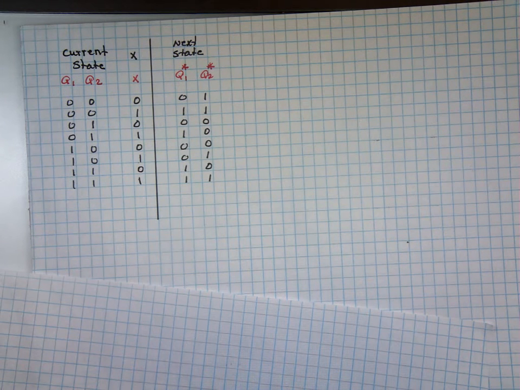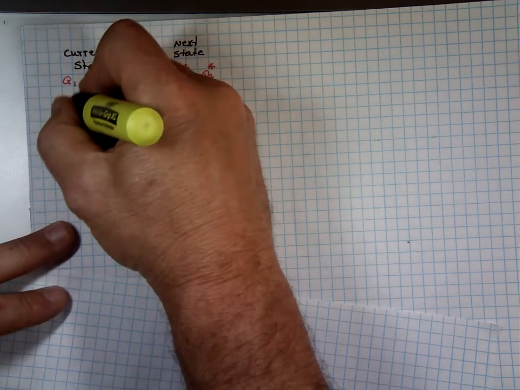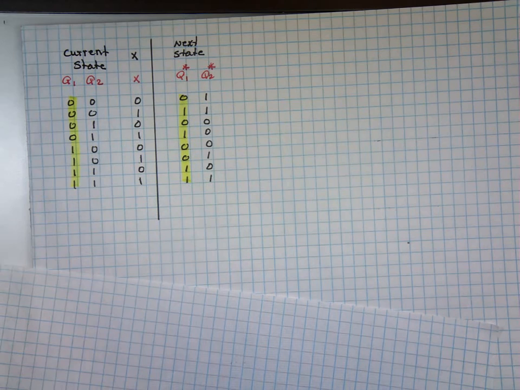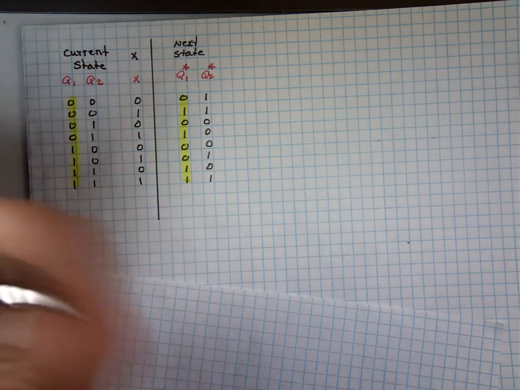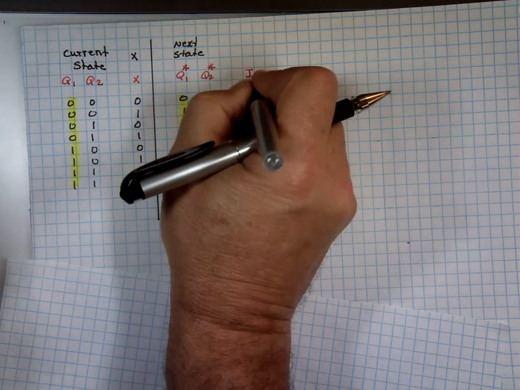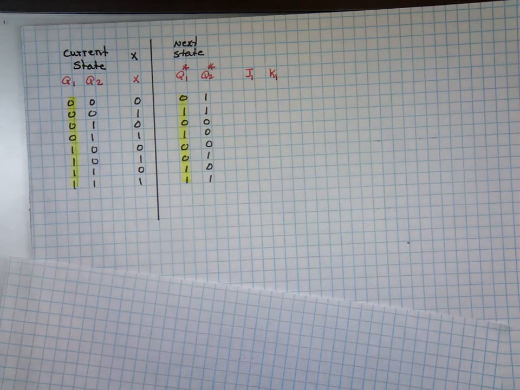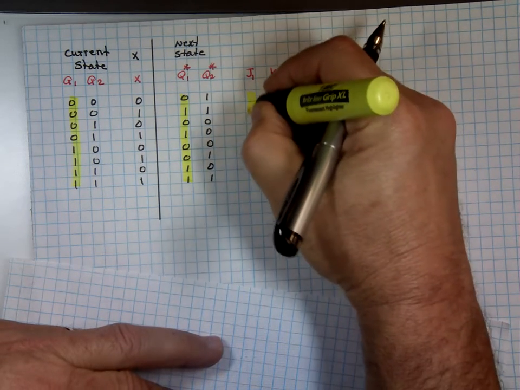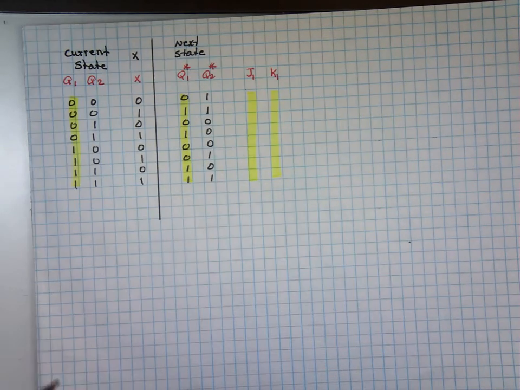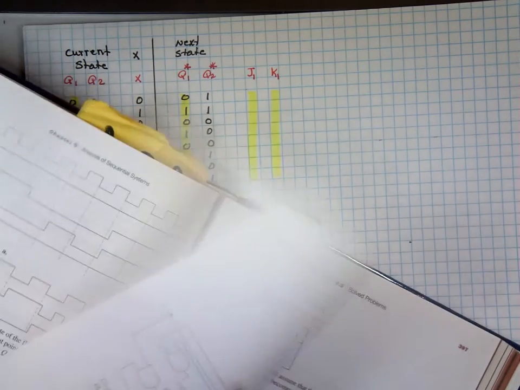But let me look at Q1. If I'm using JK flip-flop, this is the current state, that's the next state. What should J1 be, and what should K1 be? Well, to answer that question, we need to go back and revisit what a JK flip-flop looks like. You remember the truth table for the JK flip-flop?